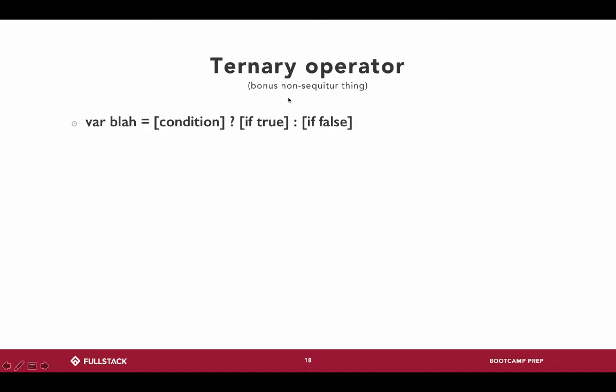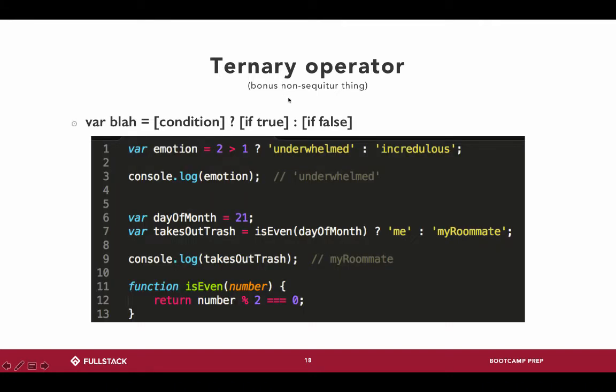Here's an example. If emotion 2 is greater than 1, which it is, return underwhelmed, else return, I don't know how to say that word. So this is like: if this, do this, else do this. And then when we console log emotion, which we're assigning the return value to, this or this is the return value. Then we log it out.